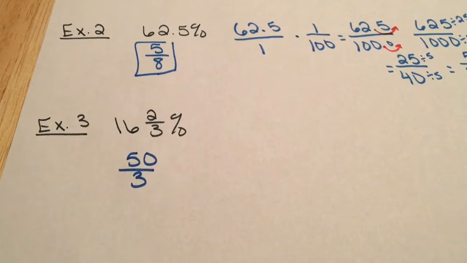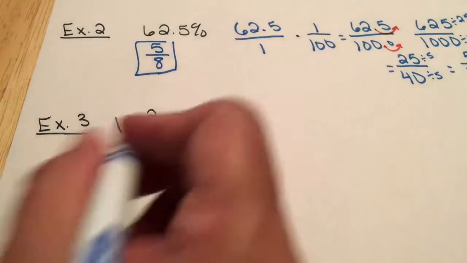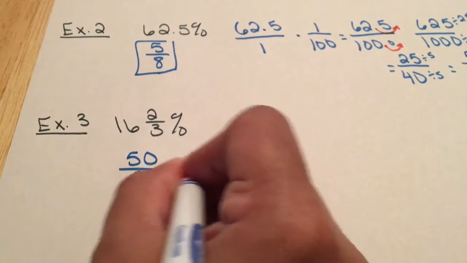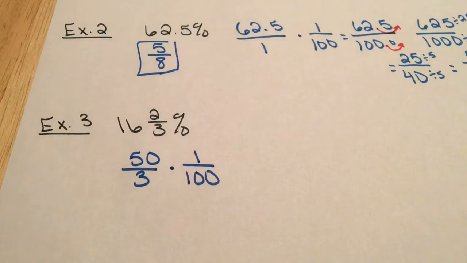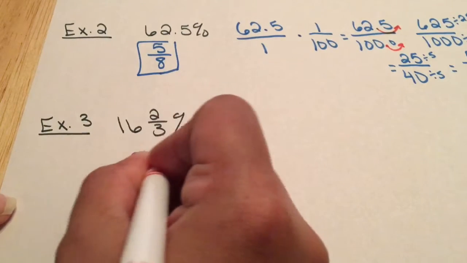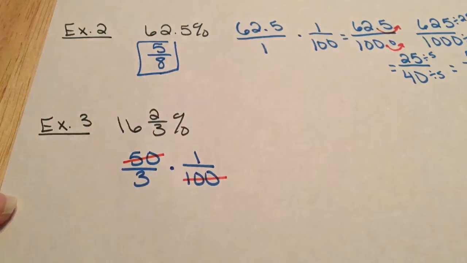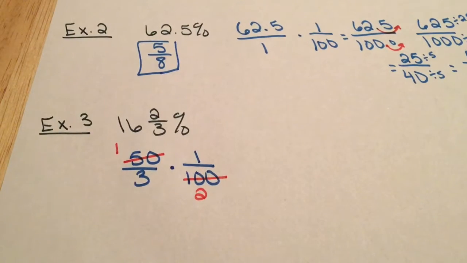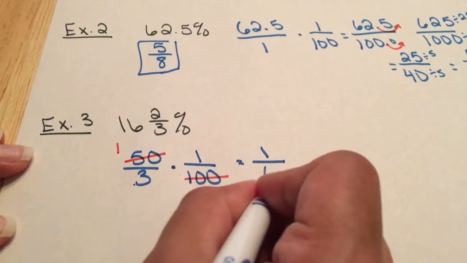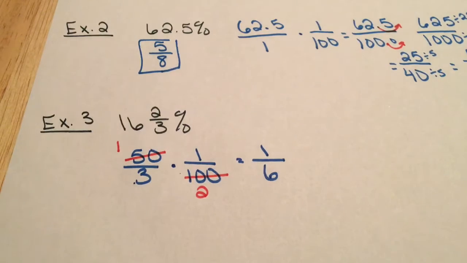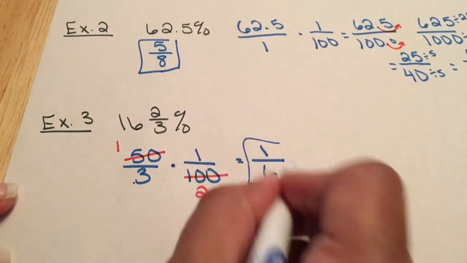Since I don't have to worry about putting that over 1 because it's already a fraction, I can just go ahead and multiply that by my 1 over 100. Because I didn't do it on the last one, I'm going to reduce before I multiply. 50 and 100 can both be divided by 50. 50 divided by 50 is 1. 100 divided by 50 is 2. So I simplified first, and now I can just multiply straight across. 1 times 1 is 1. 3 times 2 is 6. So therefore, we know 16 2/3% as a fraction is going to be 1/6.